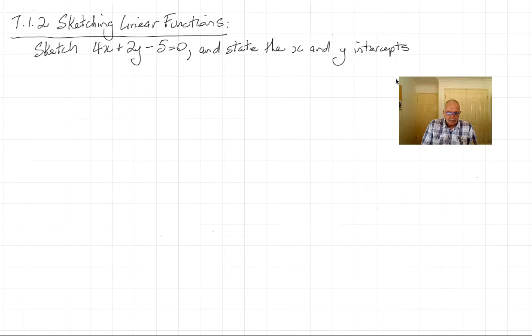Here we're asked to sketch a linear function. We firstly see that it is in standard form, in the form of ax plus by plus c equals 0. And also we know that that does not tell us anything about the gradient or the y-intercept. A number of different ways we could do it.